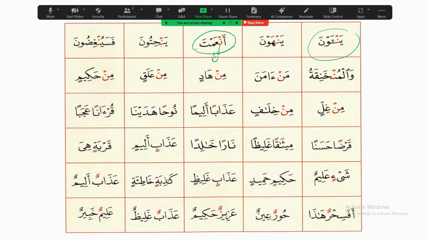ينحطون. Noon sakin, and after that the letter ha, which is a letter of the throat. فَسَيُنْغِضُونَ. We have already covered this example, the letter ghain after noon sakin. وَالْمُنْخَنِقَةُ. This is again a word from the Quran. After noon sakin, you see the letter kha, which is a letter of the throat. So we just say mun, وَالْمُنْخَنِقَةُ. This is the way you are supposed to practice all of the next words as well, sisters.